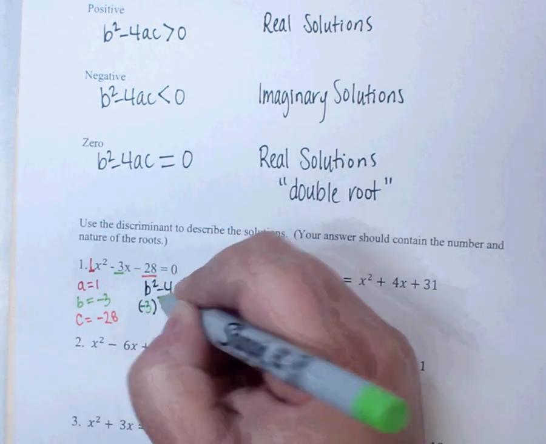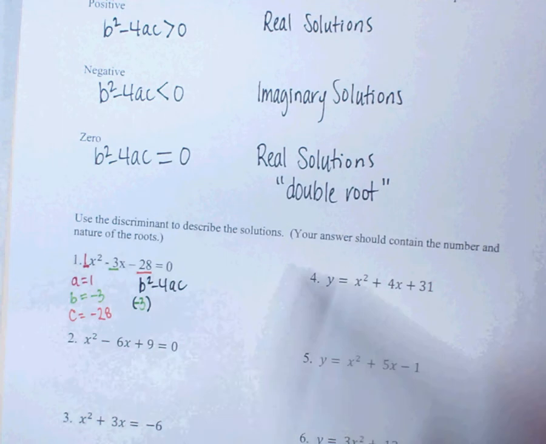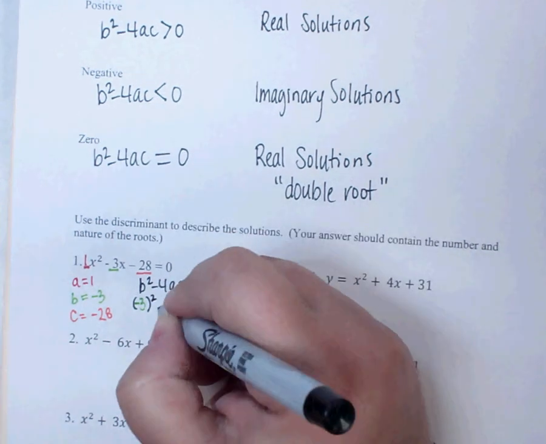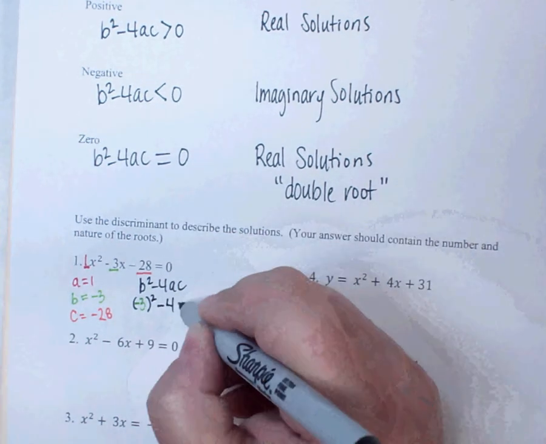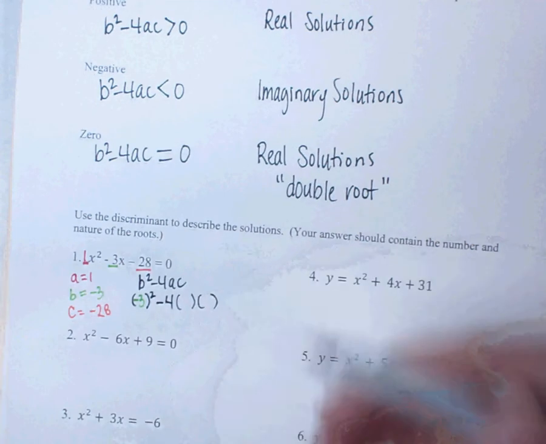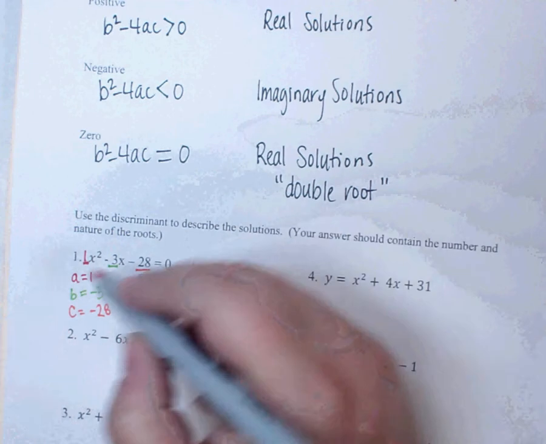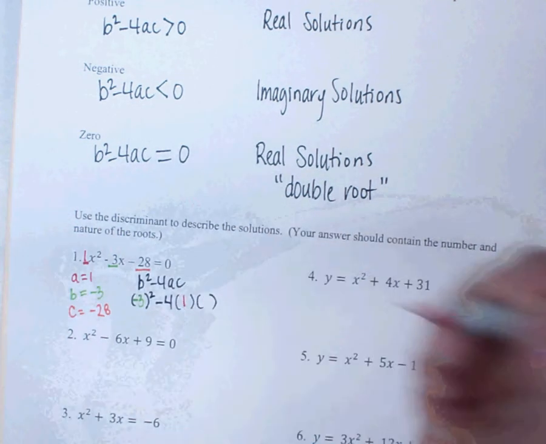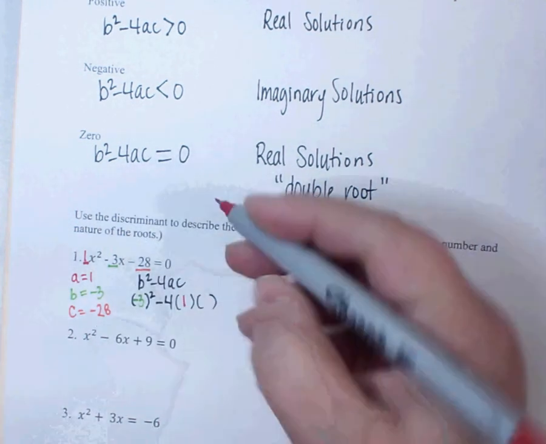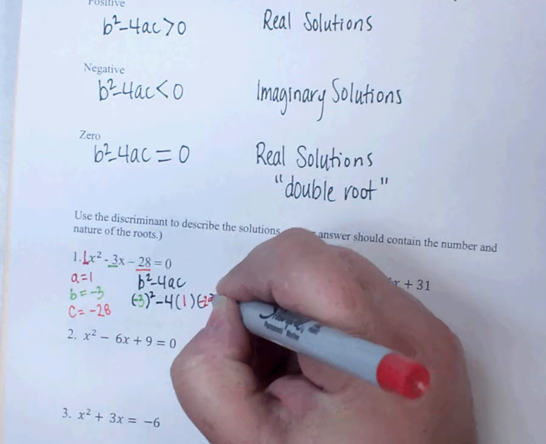So (-3) squared, and then minus 4 blank blank. Well, the blank for the first one is A. A, we determined, was 1, so I'm going to put a 1. C, we determined, was -28. Okay, so there we go.